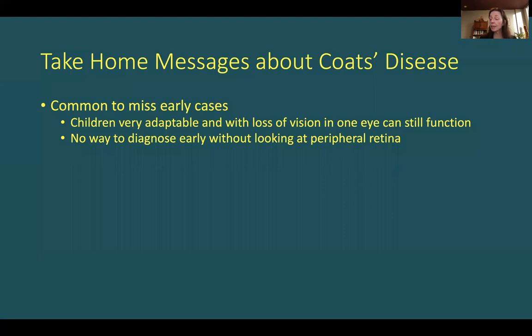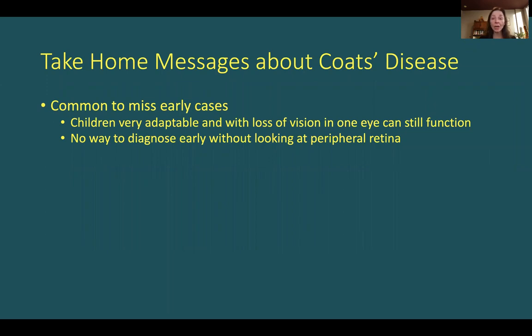What are some of the take-home messages about Coats disease? Well, it's common to miss early cases because children are very adaptable. And even with loss of vision in one eye, they still function perfectly normally. So it's very hard to detect Coats unless it's looked for. There's no way to diagnose early Coats disease with telangiectasia without looking in the peripheral retina.